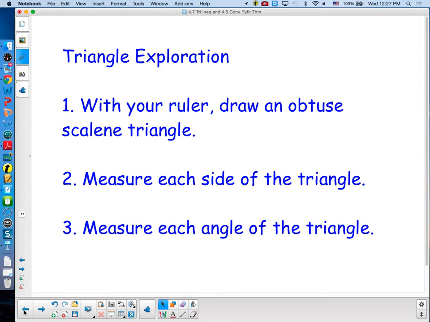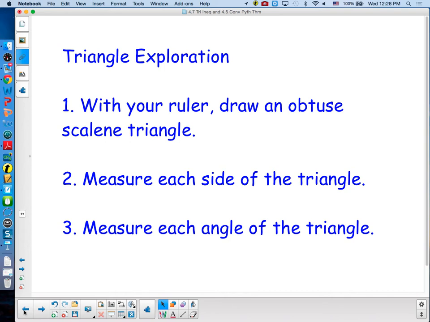Where's the shortest side? Where's the smallest angle? What's the relationship between the shortest side and the smallest angle? Are they beside each other? Are they across from each other also? The shortest one's across from the smallest? The medium-sized side, is that across from the medium-sized angle? Yeah. That's what we're discovering in part of our lesson today.